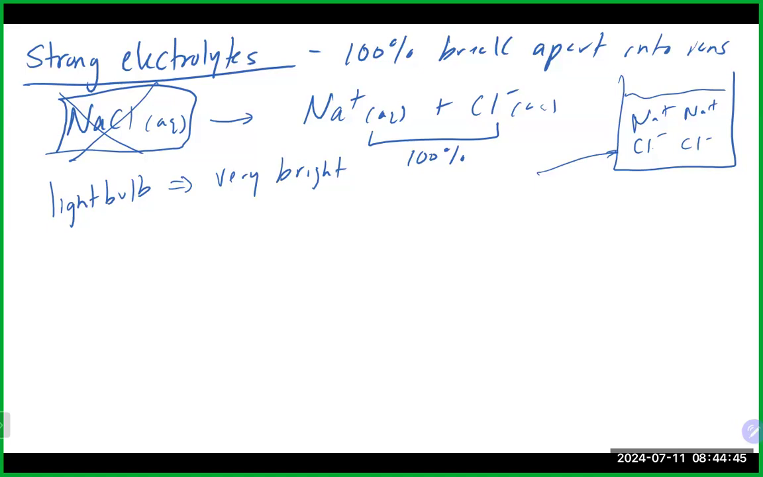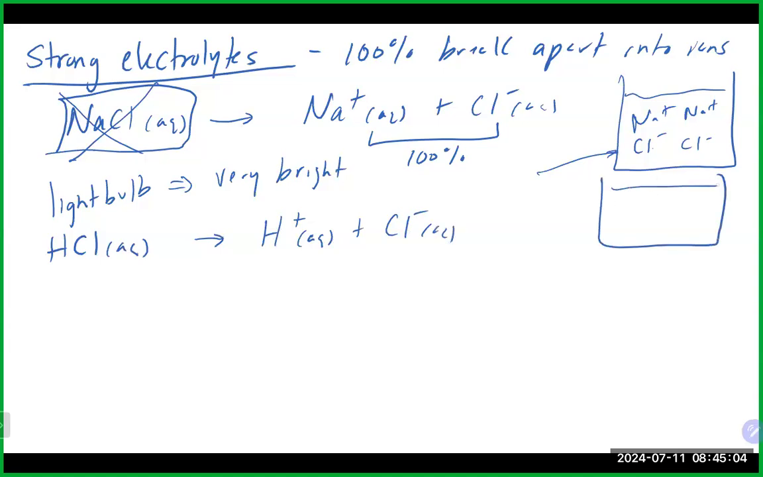Strong acids, strong bases are also strong electrolytes because they completely break apart. So if you had something like hydrochloric acid, which we used the other day, or even nitric acid that we also used, when you use that, it basically is nothing but H pluses and Cl minuses floating around. And it is, again, 100% these ions in solution.